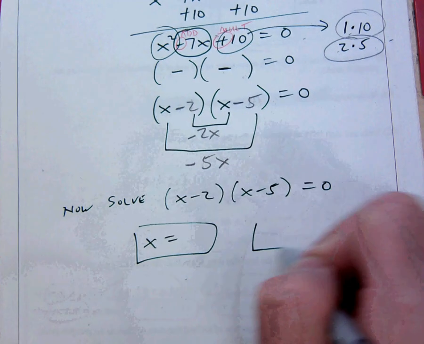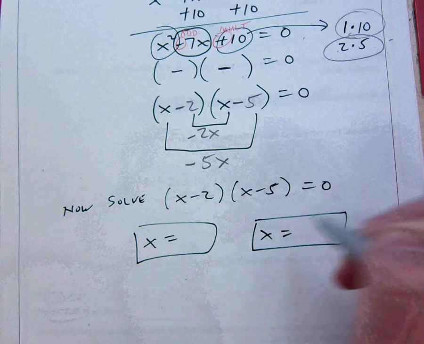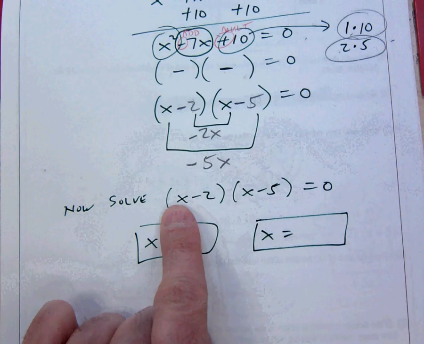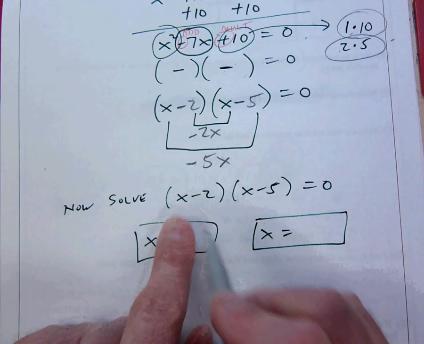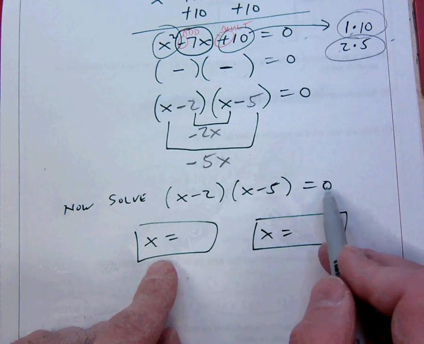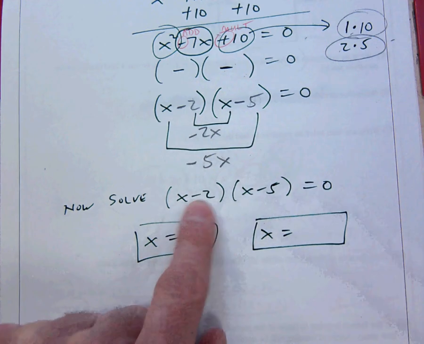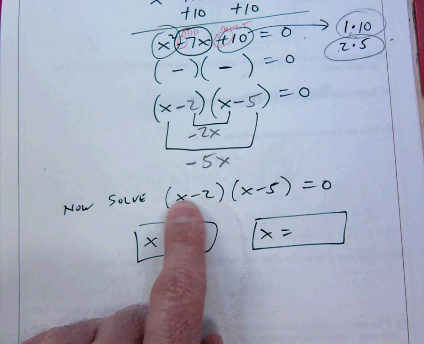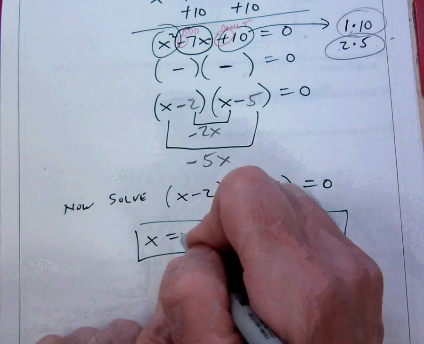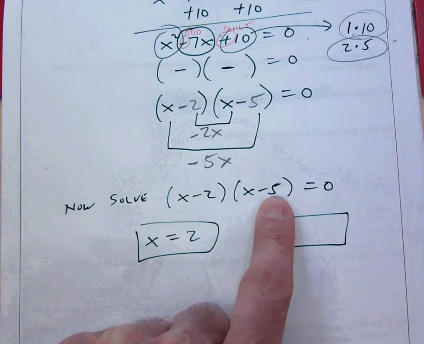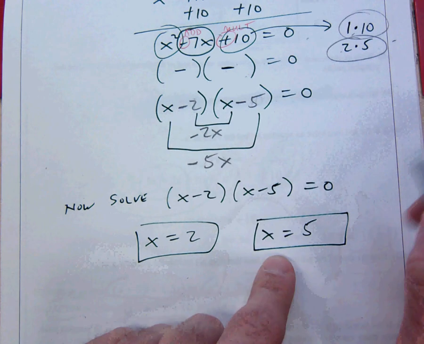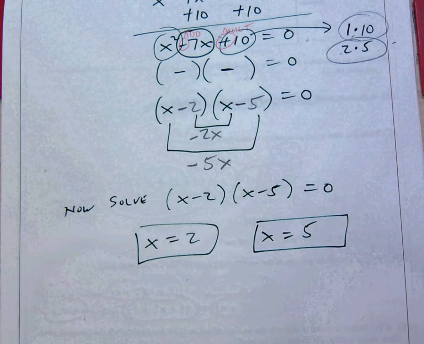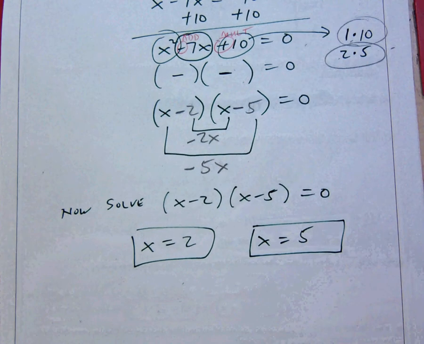What are my solutions? x equals what and x equals what? What's the only way this is going to be 0, making the whole product 0? When x is what? No, 0 is not going to do it. If I put a 0 there and a 0 there and multiply, I'm not going to get a 0. What's the only way this is going to be 0? If x equals 2. What's the only way this is going to be 0? When x is 5.